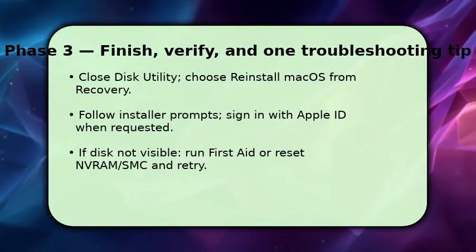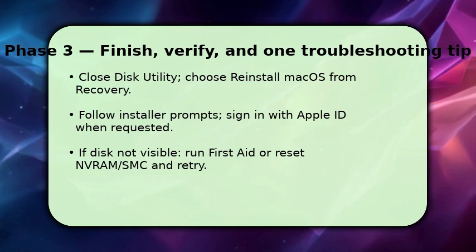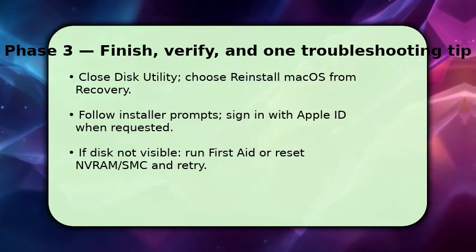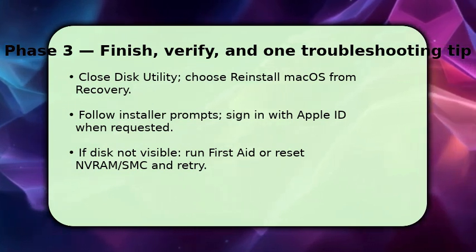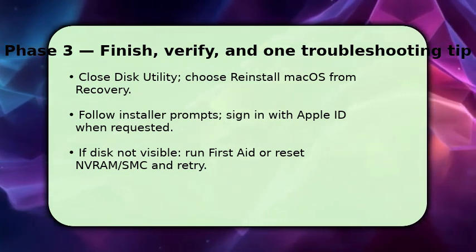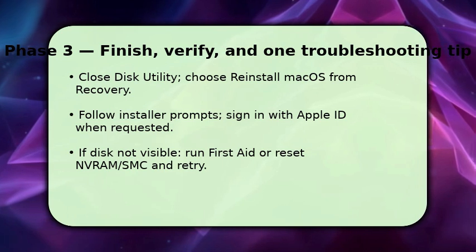You finish by installing Mac OS and handling common hiccups. Close Disk Utility, choose Reinstall Mac OS, and follow the on-screen prompts. The installer writes the system onto the freshly formatted APFS volume. Make sure to sign in with your Apple ID when prompted so Activation Lock and iCloud work correctly.